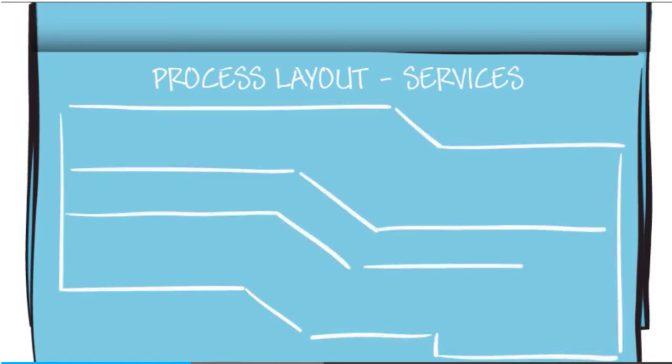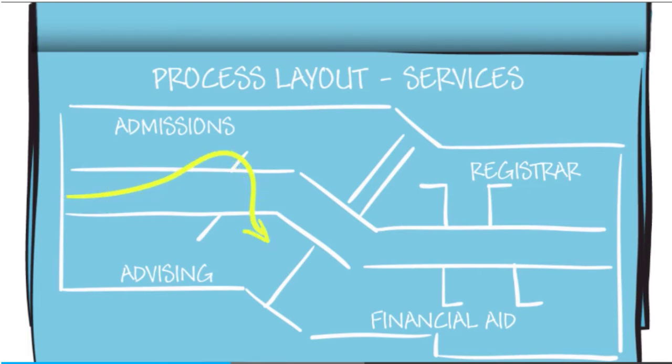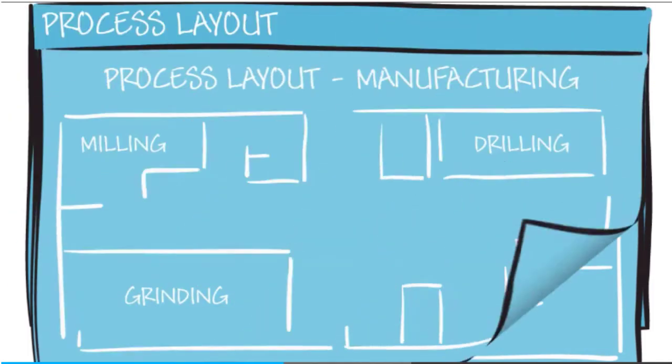For example, at your college or university, there are separate offices for admissions, advising, financial aid, and the registrar. New students may visit each of these offices on one date, starting with admissions, and then moving through advising, financial aid, and the registrar. Other students may visit the college only to request a transcript at the registrar, or only to meet with an advisor. As with our example of a manufacturing facility, a process layout is a flexible strategy for service delivery.